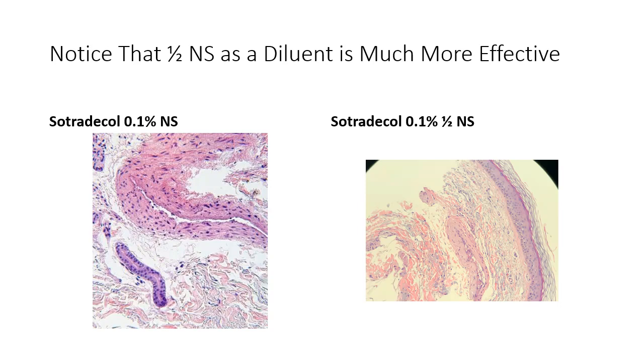On the right is Sotradecol 0.1% in 1/2 normal saline. In this slide, you can see there is numerous intraluminal debris, as well as thinning of the vessel wall and replacement of the smooth muscle with fibrin. Hence, 0.1% in half normal saline is much more effective as a sclerosant. In some cases, too effective, and you will have to do a flush of the vessel after sclerotherapy if these debris persist and thrombosis occurs.